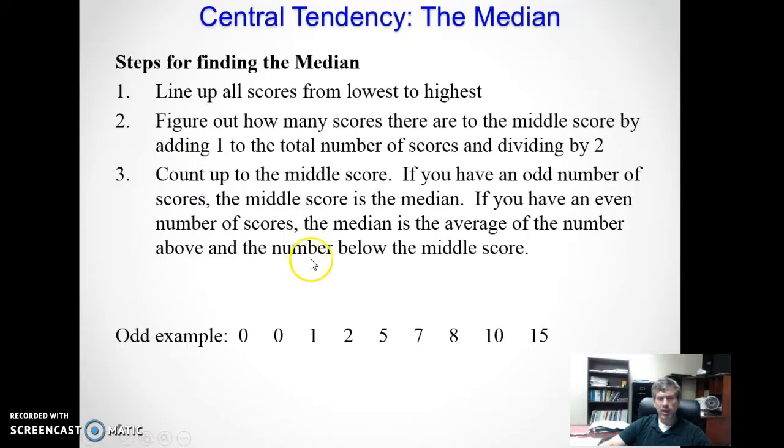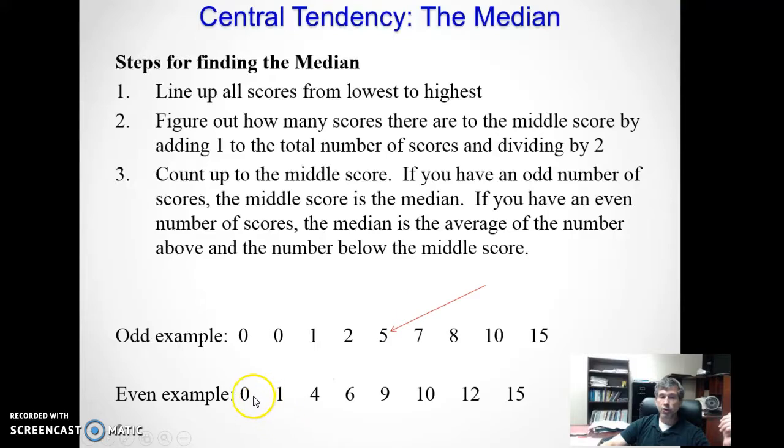So let's see what that looks like. Here's a data set with 9 scores in it, an odd number of scores. We take 9, we add 1, that adds to 10. We divide by 2. We're looking for the 5th highest score, or the 5th lowest score. It's going to be the same thing. Either way, we count up 1, 2, 3, 4, 5, or we can count down 1, 2, 3, 4, 5. We wind up in the same place. We wind up finding that our median is 5. Half the people are at or below that number 5. Half the people are at or above that number 5.